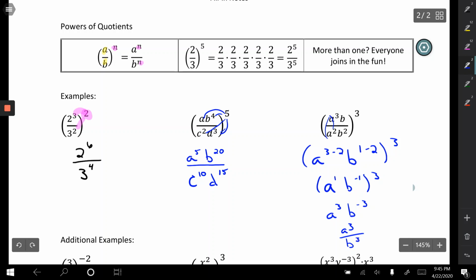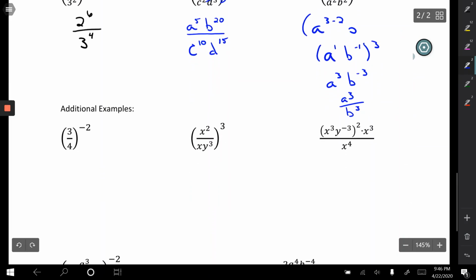So as I have said before, it doesn't matter which order you use your quotient rules or any of your exponent rules. If you're using an exponent rule correctly, it's all going to come out to the same simplified answer in the end. It doesn't matter which order you use them in, because all the exponent rules can be used in any order. Okay? All right, let's take a look at these additional examples.